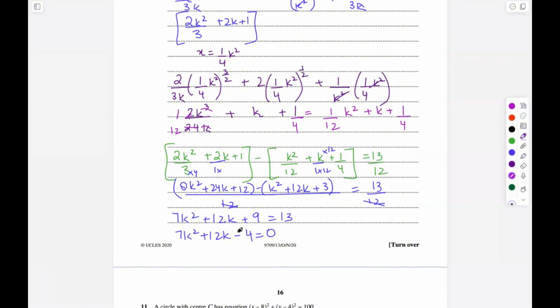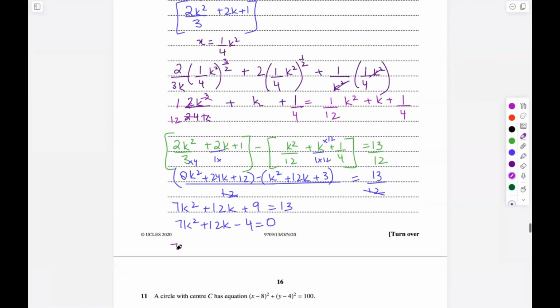Factorizing this through middle term breaking, so we can just do the working over here. This will become 7k squared plus 14k minus 2k minus 4 equals 0. Taking 7k common, that will become k plus 2. Taking 2 common, that will be k plus 2 equals 0. Now, as k cannot be a negative value, k equals minus 2 will not be considered, and the other value of k will be 2 upon 7, which will be the final answer for the value of k. So k will have the value 2 upon 7.